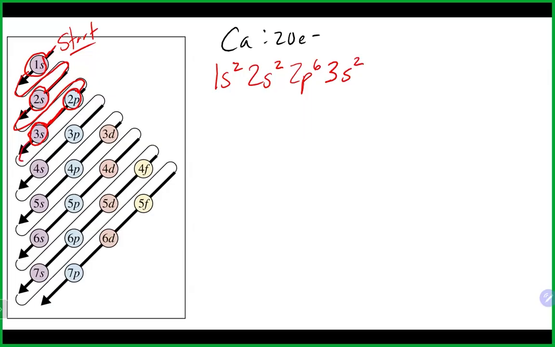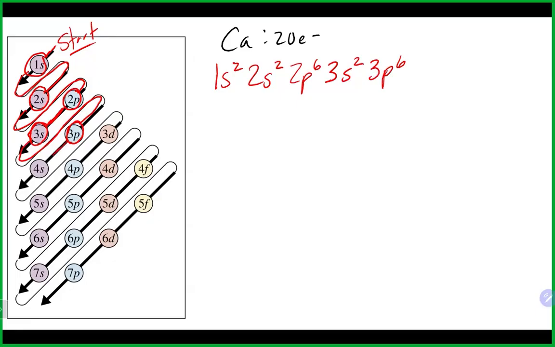Now we zigzag back into our 3p subshell. Once again, it's a p subshell, which means it can hold 6, and we need all 6 of those filled. So that's going to be a 3p6. If we count up the top numbers, 2, 4, and 6 is 10, plus another 2 is 12, and 12 and 6 is 18. So we're almost there, right? We have 2 more to go.